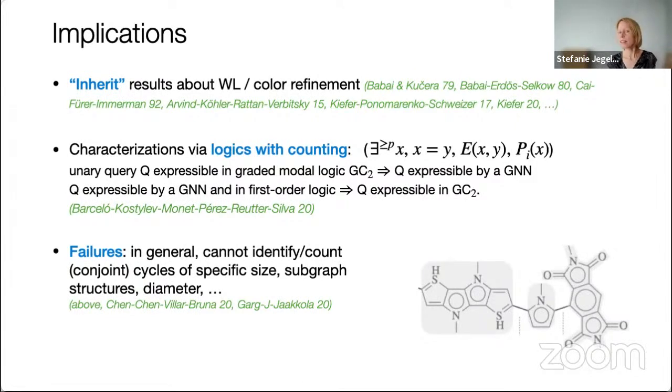And this is an issue in some applications, such as encodings for predictions for molecules, where, for example, you're looking at predicting something about the functionality of this molecule, and that depends on functional groups. And these functional groups are specific subgraph structures. So this is indeed a drawback.